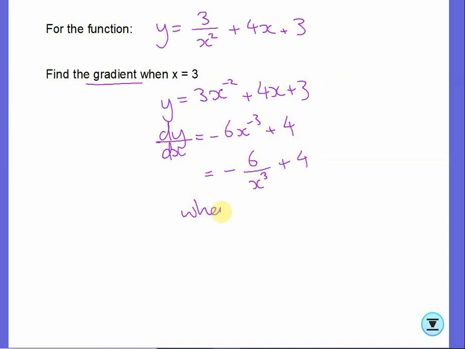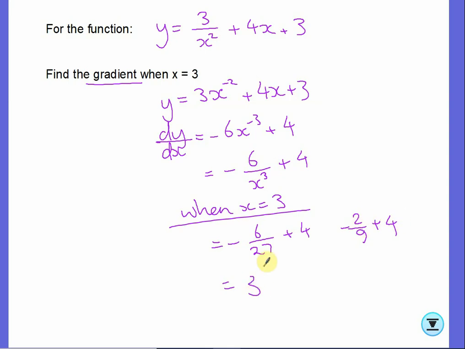So when x is 3, what do we get? We have minus 6 over 27 plus 4. But they're both in the 3 times table, so I'm going to say that's minus 2 over 9, and that's definitely easier for me. So 4 whole ones, take away 2 ninths, we're going to have 3 and 7 ninths. All non-calculator really, but you probably would want to use it if you kept it in that form. So try not to. Don't be lazy.